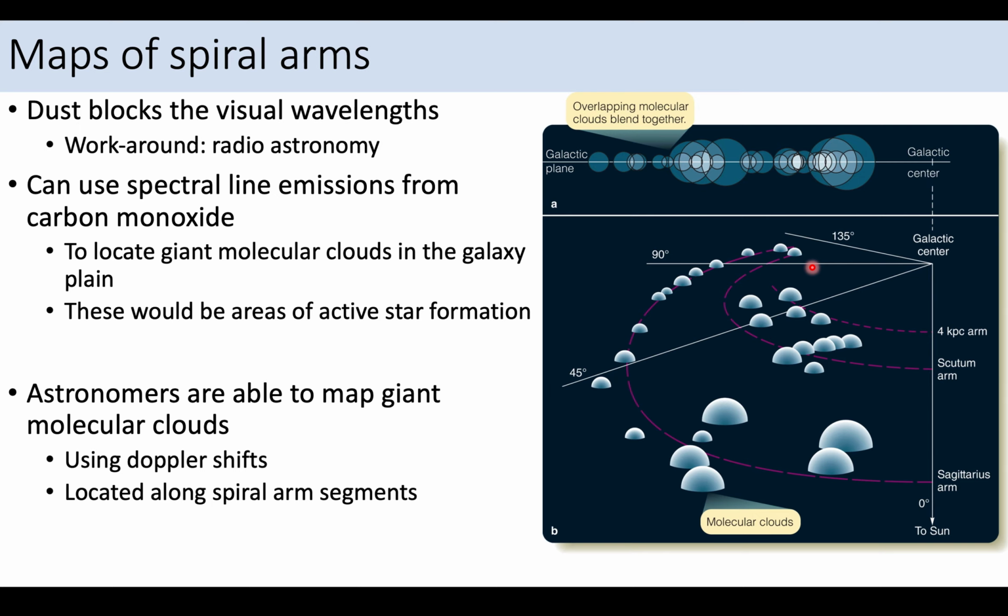I'm not going to get too much into how we actually go about the mapping and determining where the molecular clouds are, but we use radio astronomy and also Doppler shifts. So using the Doppler shift to see how things are moving relative to Earth, are they moving towards us or away from us, helps us determine where these clouds are and also how they are rotating. So it's a very cool workaround for this ISM dust in the way.